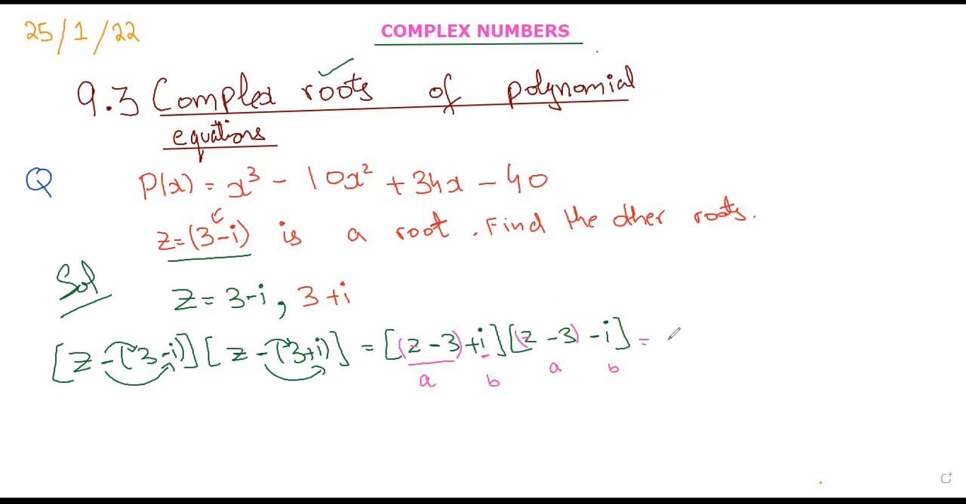We get a square minus b square. What is a? z minus 3. And what is b? Iota. Very good. So z minus 3 square will give me z square minus 2 into 3 into z plus 3 square, that is 9, and then minus, what is iota square? Minus 1. So this would become plus 1. And finally we have z square minus 6z plus 10.